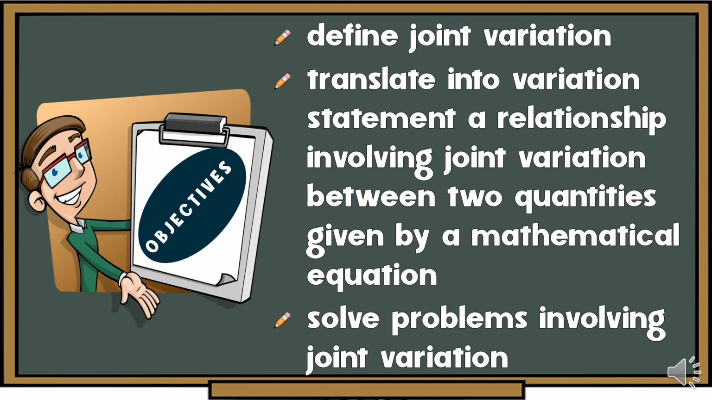Our objectives for today's lesson are: first, to define joint variation. Second, translate into a variation statement a relationship involving joint variation between two quantities given by a mathematical equation. Third, solve problems involving joint variation.